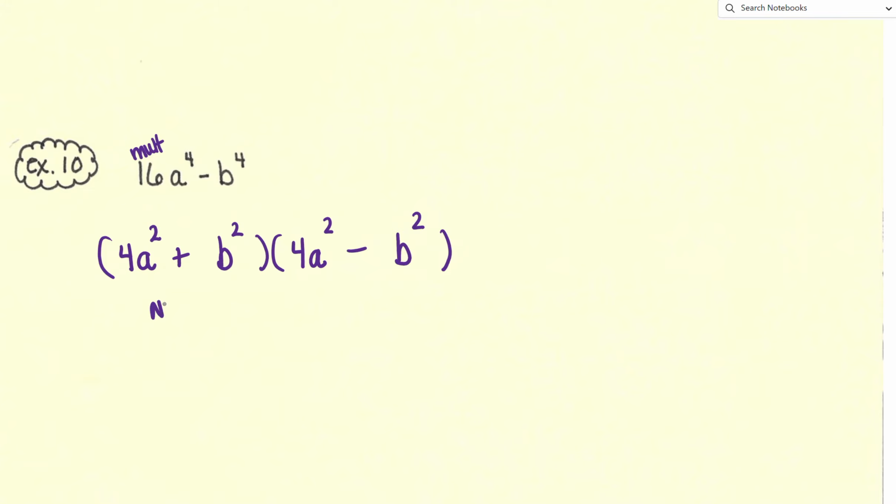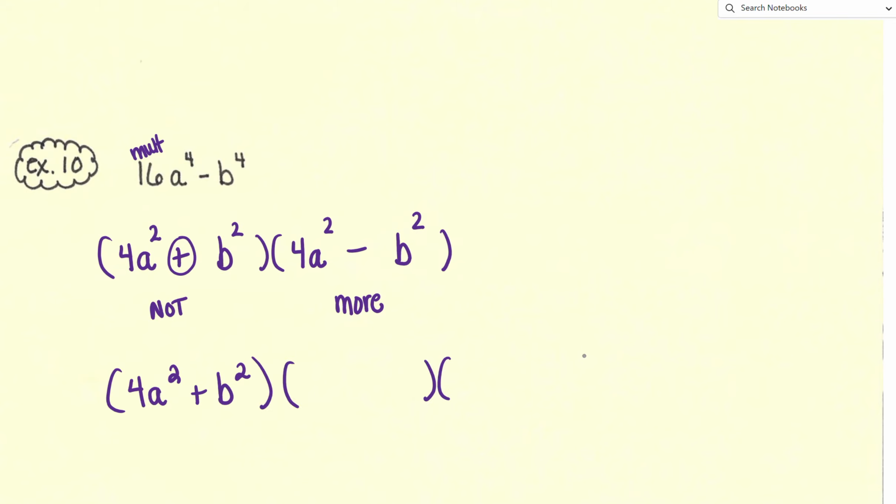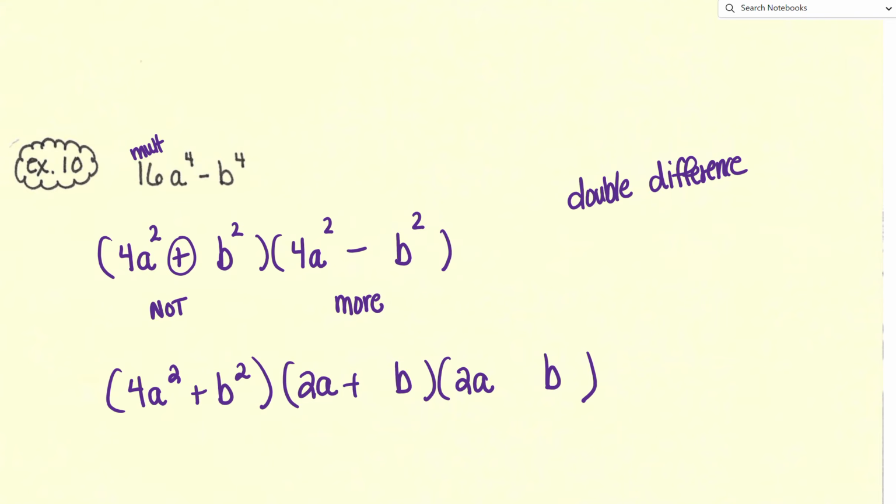This one, I can't do anything because of that plus sign, so we're going to leave that one alone. But this one is a difference of two squares and we can do more. So bring this down just like it is. And then here, we have another difference of two squares. So we said that's like a double difference. All right, so that'd be 2a and 2a. That multiplies to get 4a squared. And b multiplies to get b squared. Then I need my plus and I need my minus.